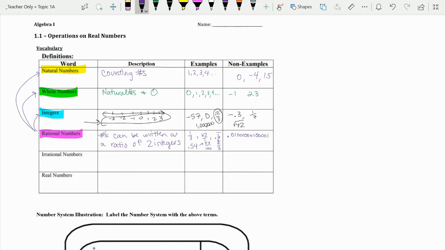Decimals that are not rational would be ones that cannot be written as a fraction. So ones that continue on forever and have something like 0.0100100001. There's a pattern there, but we can't write that as a fraction. Another one would be just random, like 0.2493, blah, blah, blah. It keeps on going forever, but it doesn't follow a consistent pattern and cannot be written as a fraction. The square root of 7 cannot be written as a fraction. Numbers like pi cannot be written as a fraction, so they are not rational.